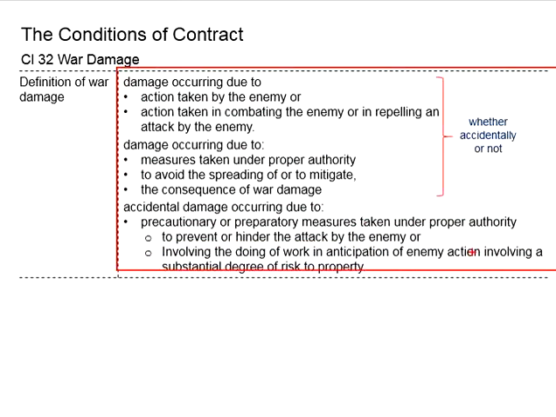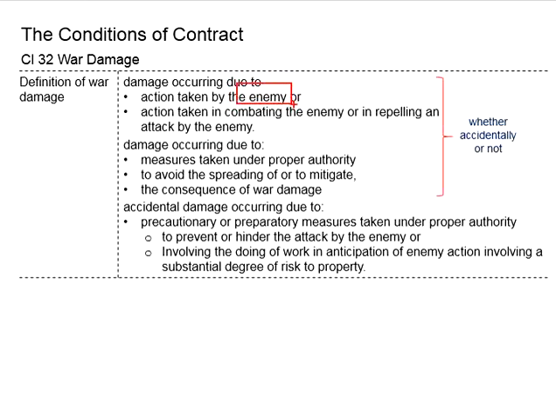Based on what we see here, the war damage can be defined by the actual damage over the property, be it due to the enemy or due to the Malaysian armed force. It may also be due to the damage caused by some measures taken in order to prevent or to mitigate the consequence of war damage. And it may also be due to the preparatory or precautionary measures taken in order to confront the enemy, and normally related to the substantial degree of risk to the properties.